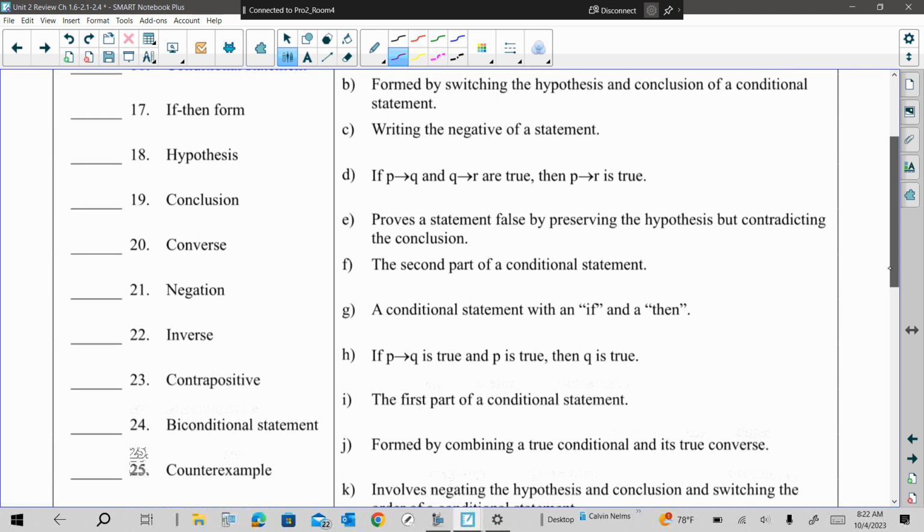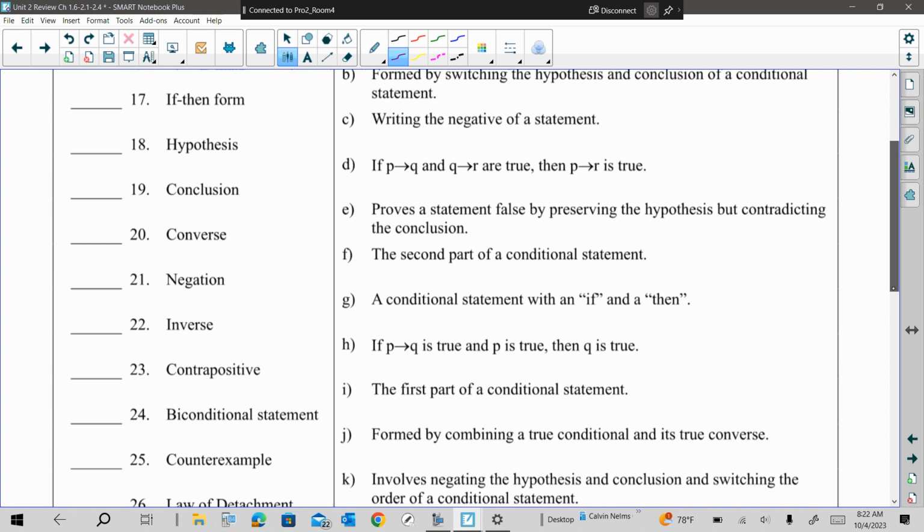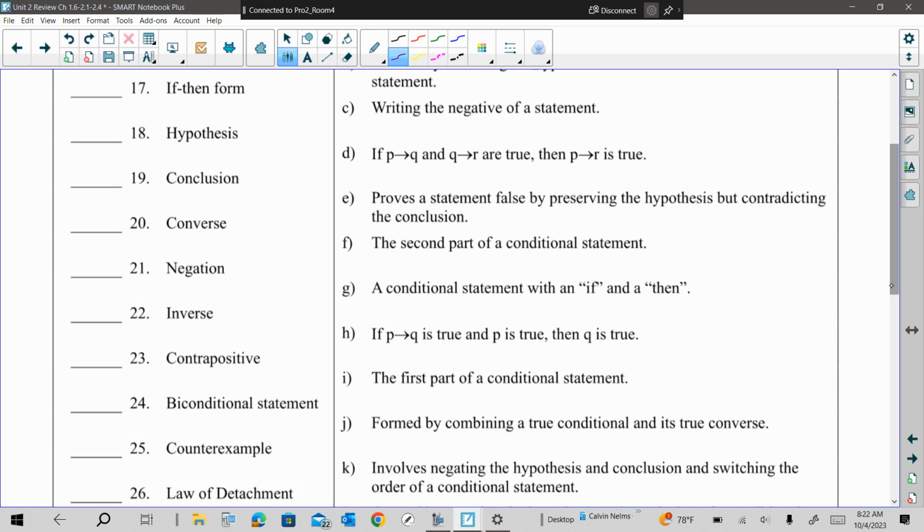You say PQ is true. H right here, this is A. If PQ is true and P is true, then Q is true. This one is what we did yesterday, which is law of detachment. H is actually 26.